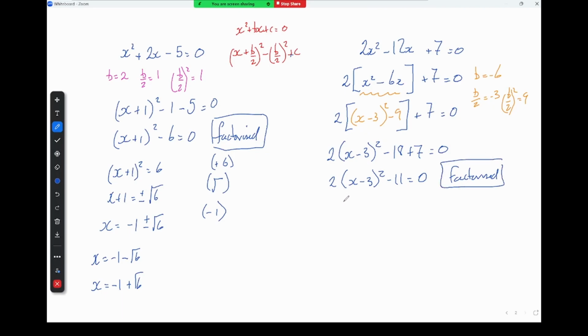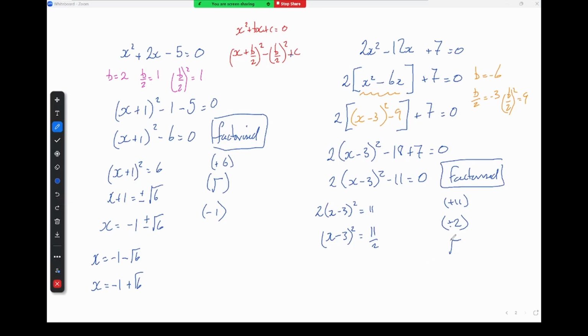Now all I'm going to do is solve it by rearranging. So the first thing we're going to do is plus 11 on both sides. So I get 2 times x minus 3 squared equals 11. Now I'm going to divide both sides by 2. That's going to leave me with x minus 3 squared equals 11 over 2. And now I'm going to square root both sides. I wrote square root as 2, that's wrong.